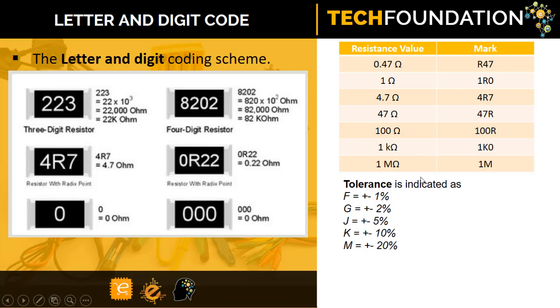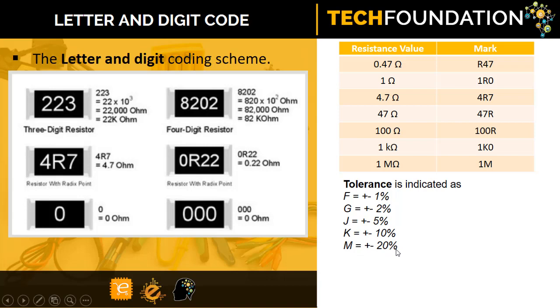And here, the way we define the tolerance is by using the letters F, G, J, K, and M, where F stands for plus or minus 1%, G stands for plus or minus 2%, K stands for plus or minus 10%, J plus or minus 5%, and M stands for plus or minus 20%.